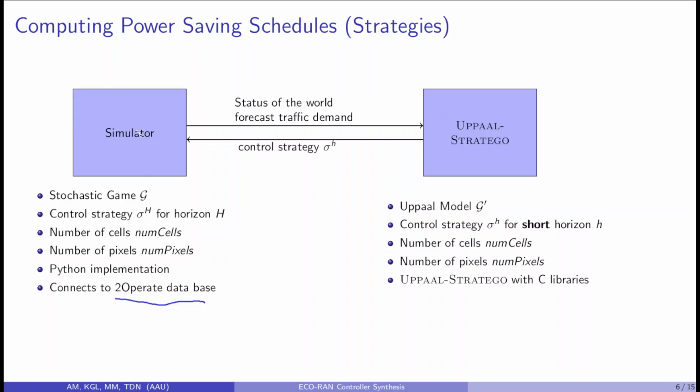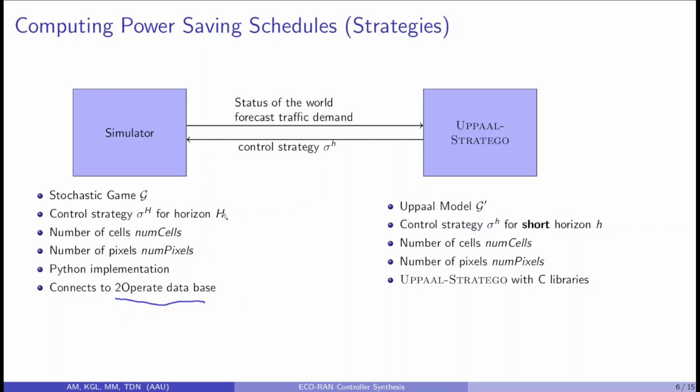At every hour, the simulator is going to collect the status of the network, and it's going to send this information to a controller. For example, a controller could be Uppaal Stratego. Then the controller replies with a control strategy. And this control strategy is basically a power saving schedule.